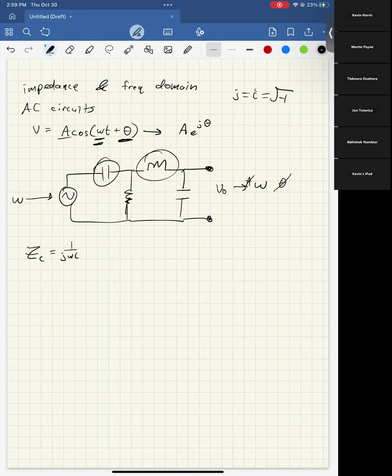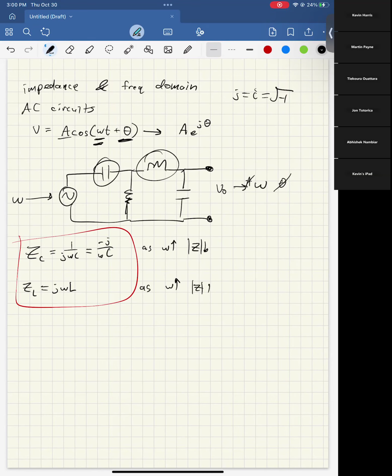But the equivalent impedance of a capacitor is 1 over j omega C, which is the same as -j over omega C. And the impedance of an inductor is j omega L. So if you don't take away anything else, remember this. What this is saying is as the frequency goes up for a capacitor, the impedance goes down, or you can think of it like the absolute value of the impedance goes down. As the frequency goes up for an inductor, the absolute value of the impedance goes up.